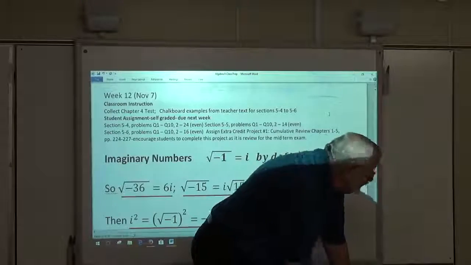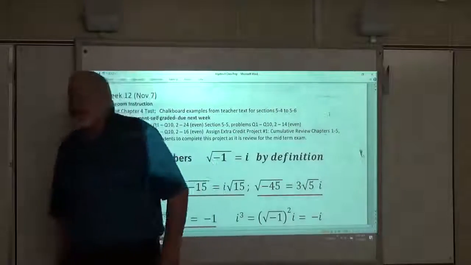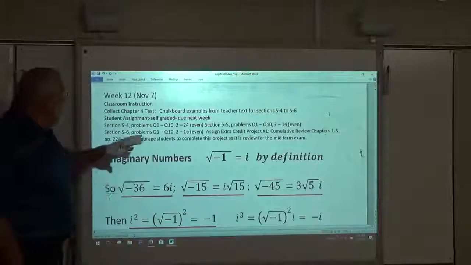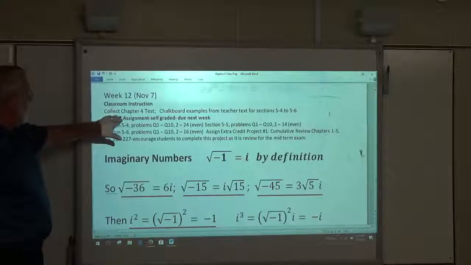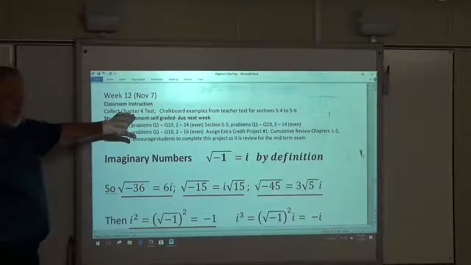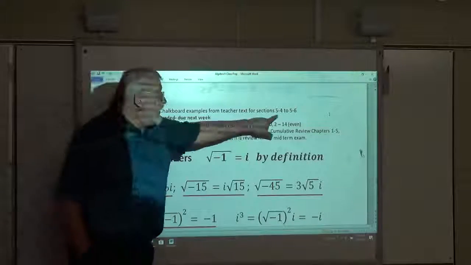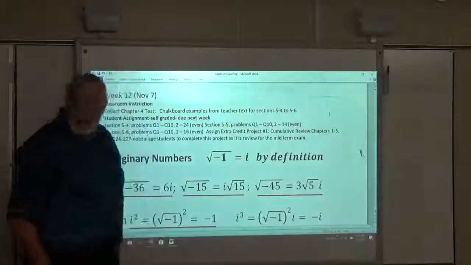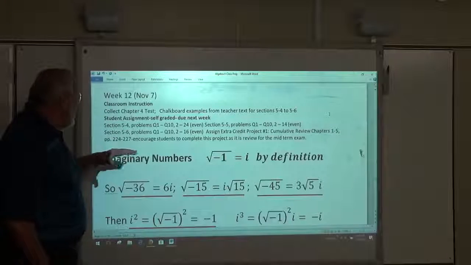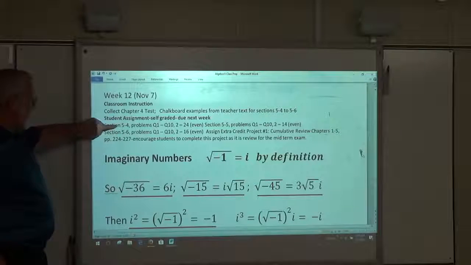Okay, so here's what we're going to look at this week with the time we have remaining. I've already collected the test. We're going to look at some chalkboard examples for 5.4, 5.5, and 5.6. Your assignment for this week is 5.4, 5.5, and 5.6.